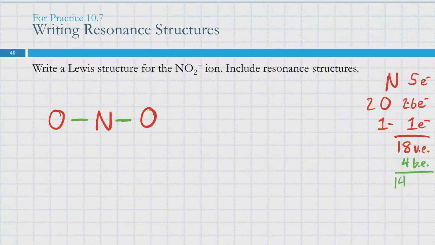That leaves us 14 remaining electrons. We don't have room on our oxygens to put all of those, but we put 6 on each. That is 12. That leaves us 2 more electrons that we can put on the nitrogen. So all of our electrons have been placed.